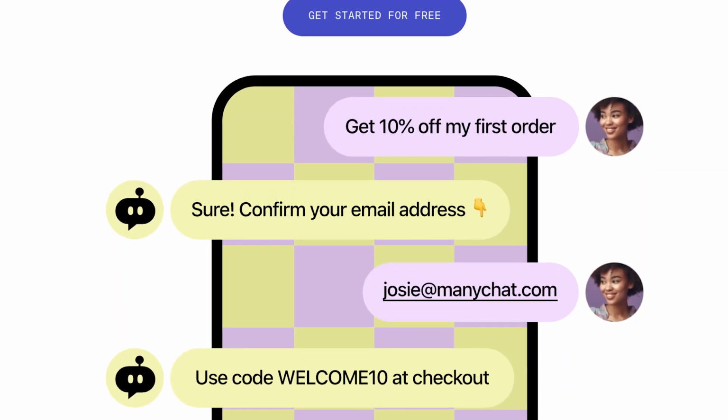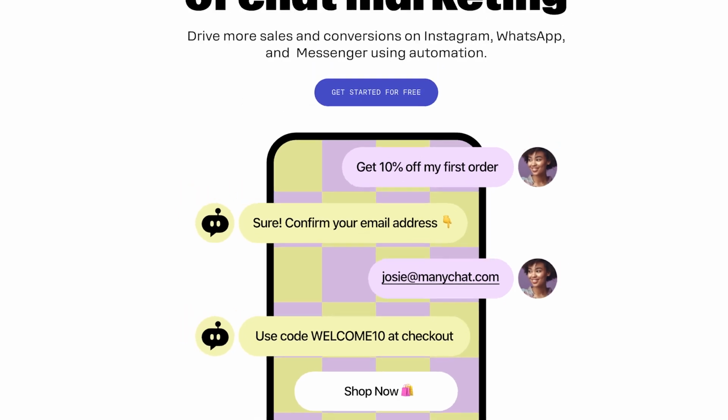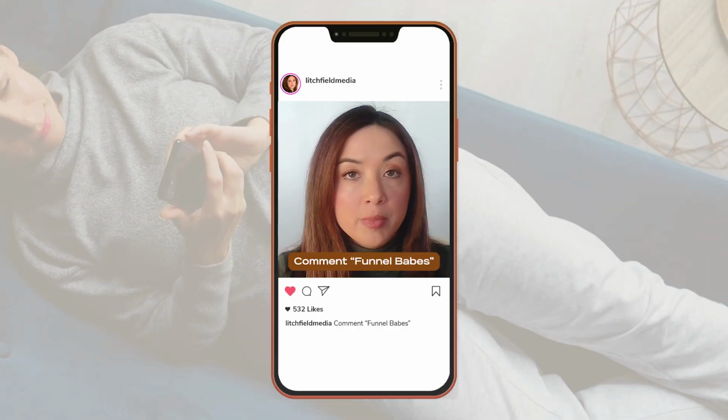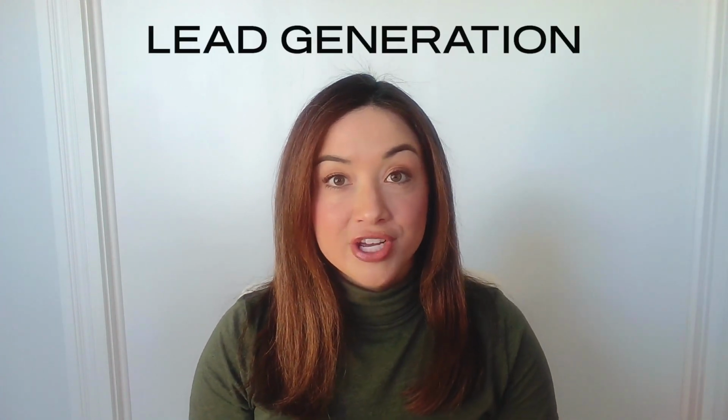ManyChat is a series of automated workflows that you can set up to trigger a specific flow or automation based on a set of words or a series of different words that your followers comment on a post, on a story, on a reel. You can get really creative with this, and this is great for lead generation.